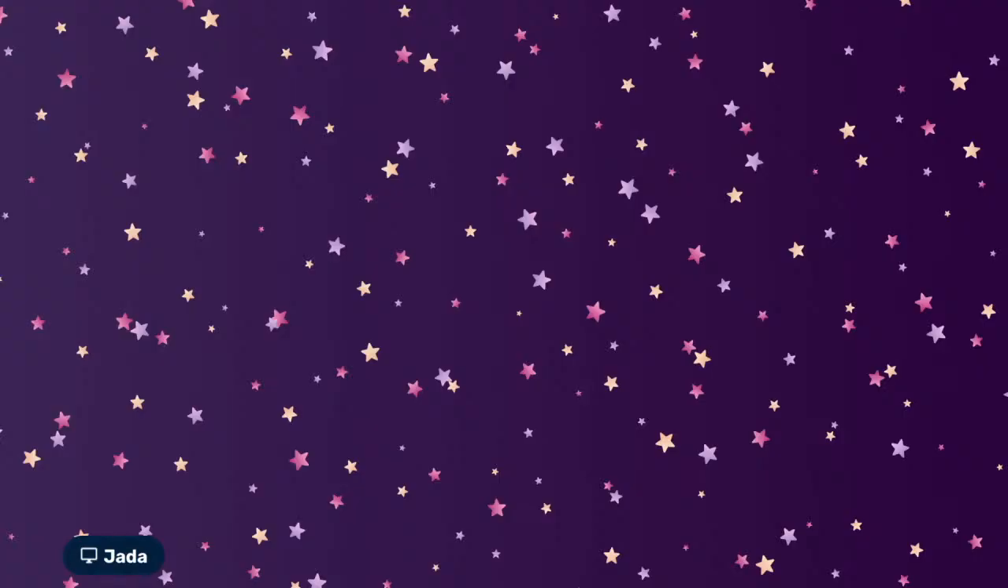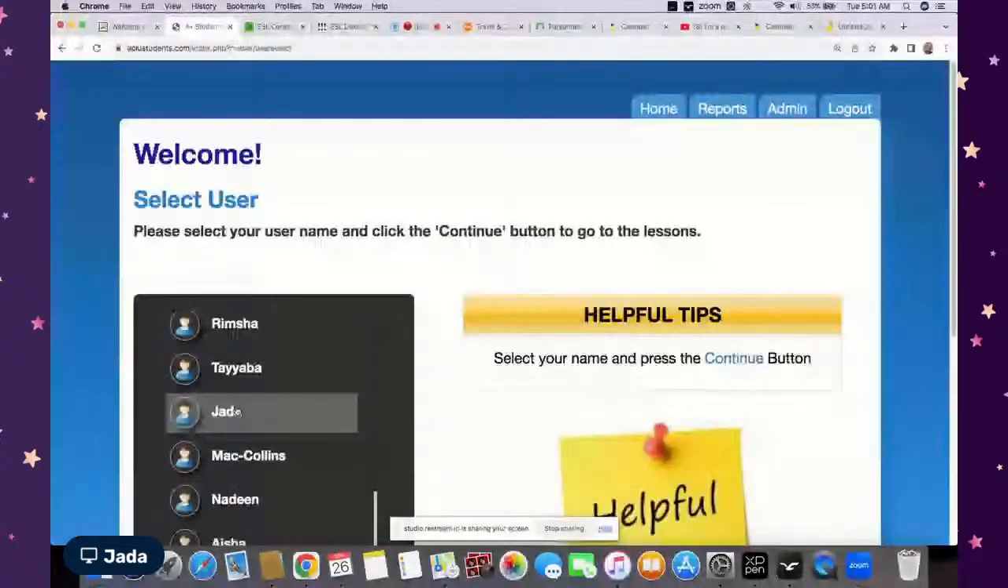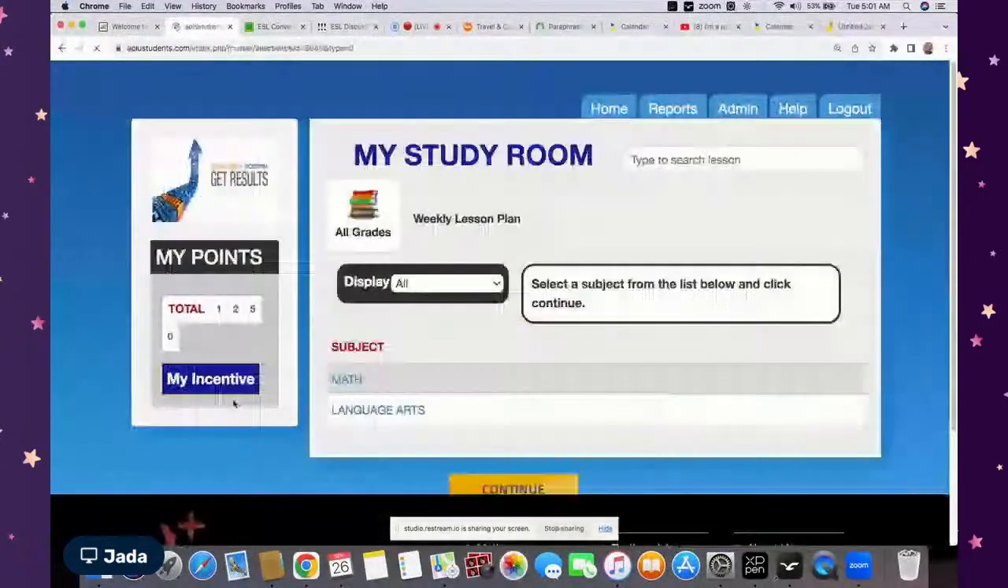Okay, so just log in using the A plus student as usual, okay? And then we'll go to the grade. So here, I just click on my name. So you always have your name here. So just click on your name and then you go to the chapter that you're working on. So since we have grade 5, we'll go to grade 5.